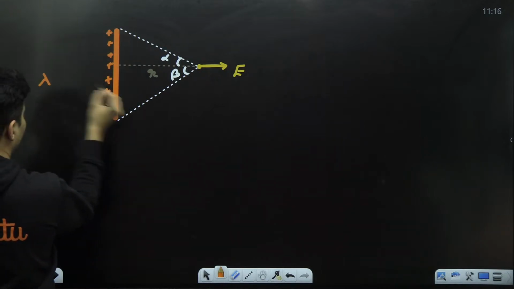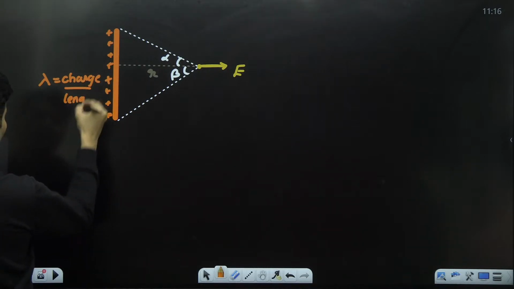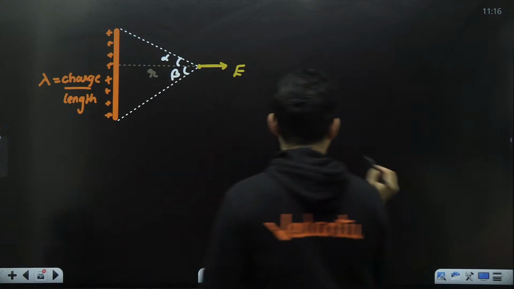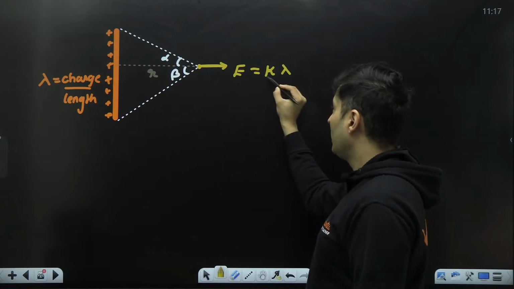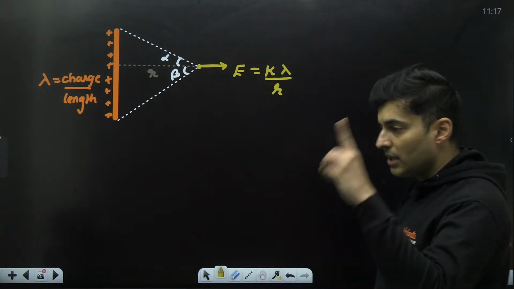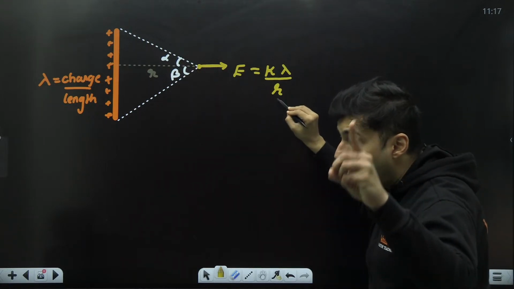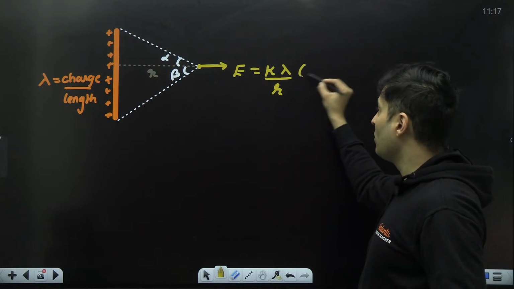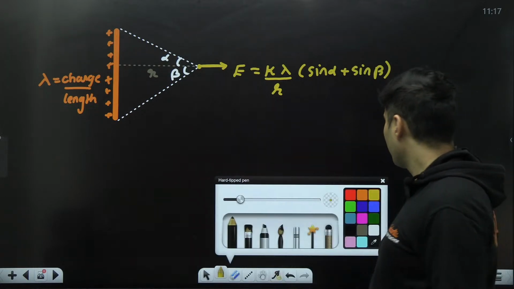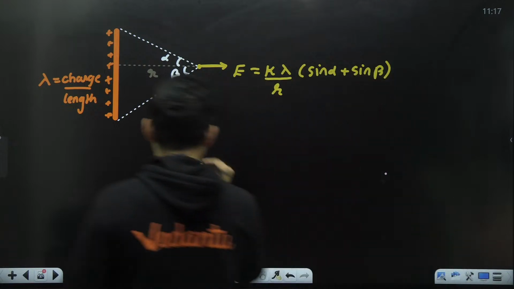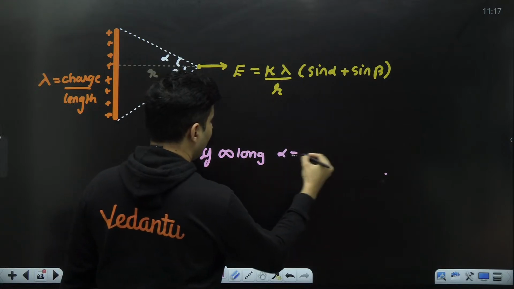And this wire has lambda charge density, which is how much charge is there per unit length. Then that electric field is given by, listen to me carefully, K lambda divided by R. K is Coulomb constant, lambda is your charge per unit length, divided by R, not R square. And then you have sine alpha plus sine beta. Keep this in mind.